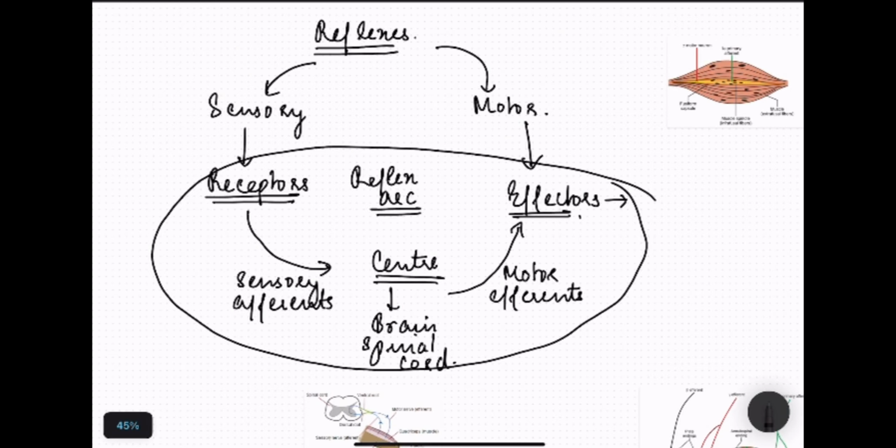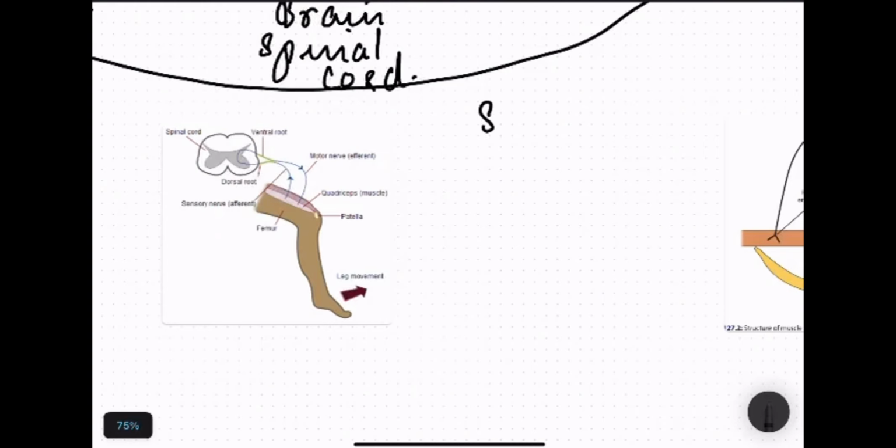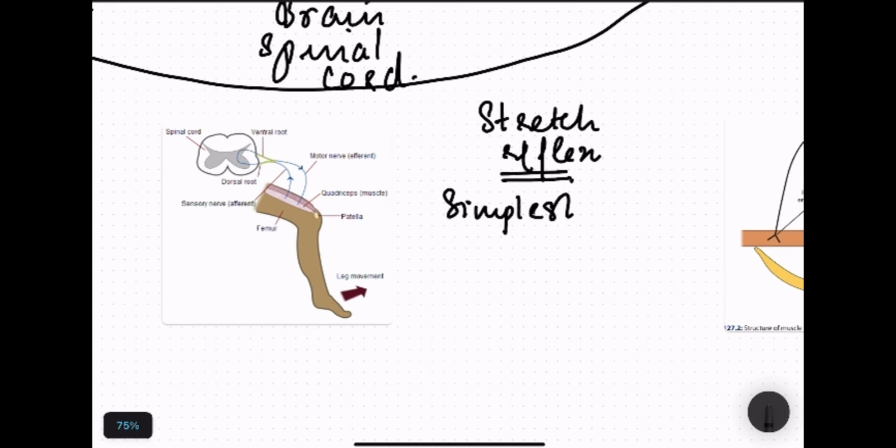So what are the components of the reflex arc? We have the receptor, the sensory afferents, the nerves, the center, the motor efferents, again nerves, and then the effectors, which carry out the response. So I'll be talking about the stretch reflex, which is the simplest reflex in our body. And the best example for stretch reflex is the knee jerk reflex.